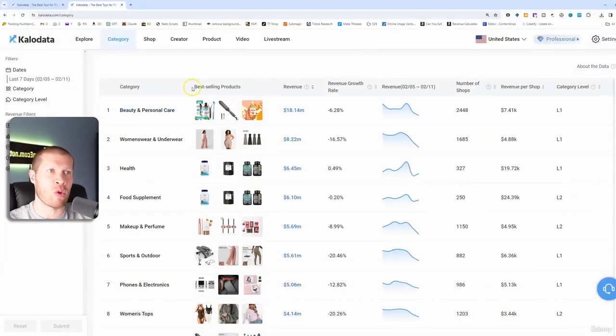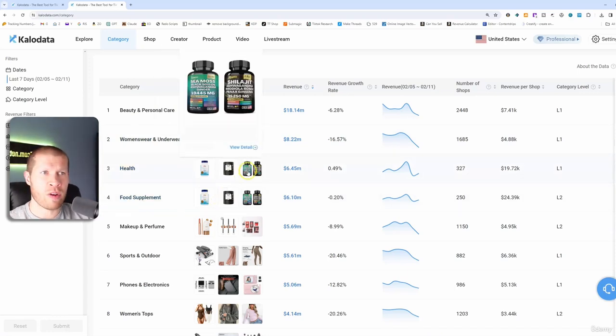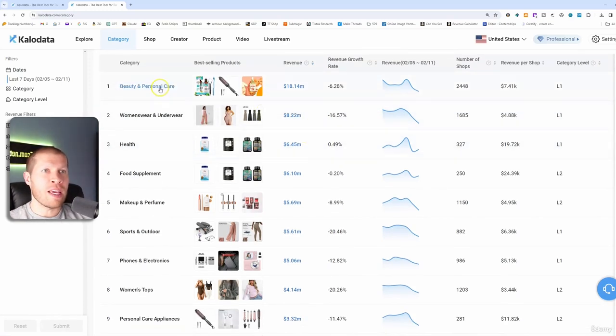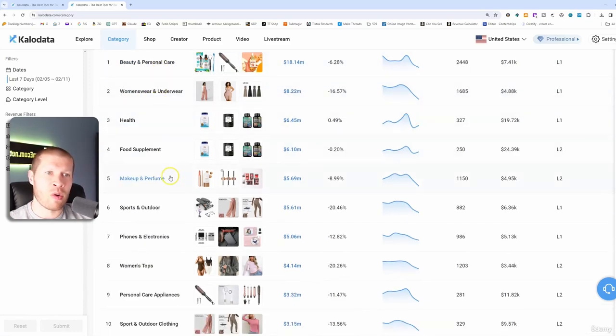The biggest category by far is beauty and personal care, which is double the next category, which is women's underwear and clothing like that, right? And then health comes in a little bit after that, food and supplements. And this one right here is a product that pretty much everybody that I've seen sells, because this one went crazy a month or two ago. It's kind of died off a little bit. You might want to try it if you're still in the health or supplements category, but chances are it's oversaturated now.